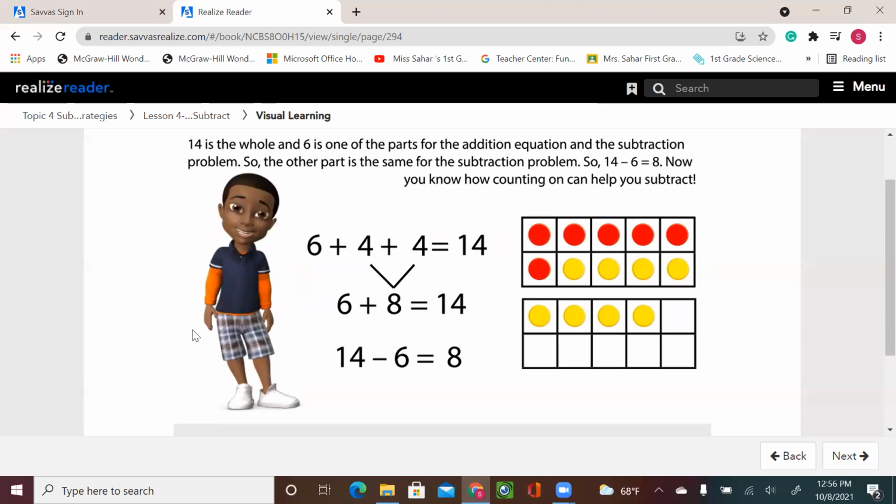All right, remember when we learned in the previous lesson to think addition to subtract? That's exactly what we're doing here. So we know that 6 plus 8 equals 14. That means 14 take away 6 will give us 8. But we use the 10 frame, making 10, and that's why we have 8 counters, which is 4 and 4, using count on. All right.